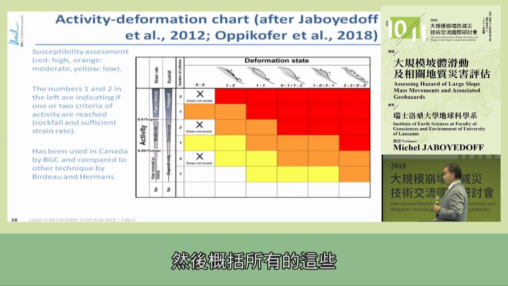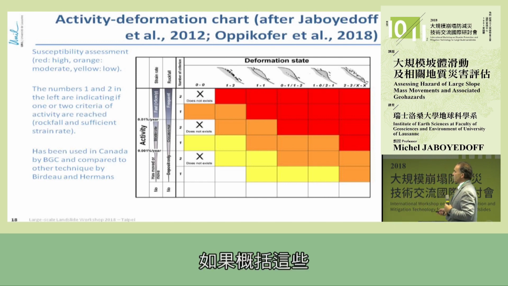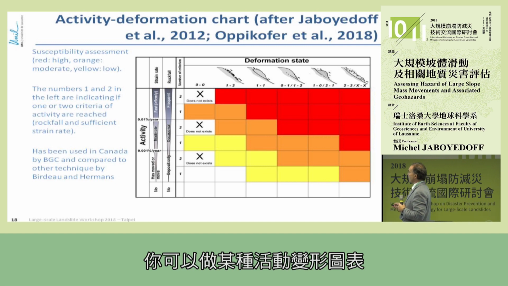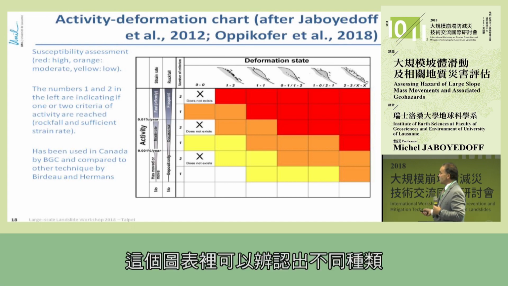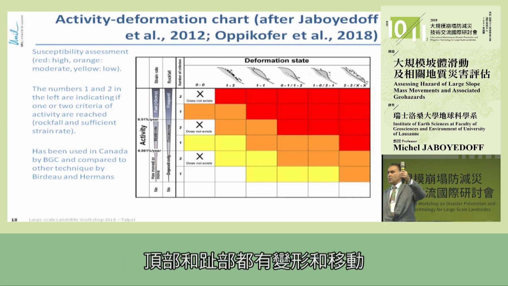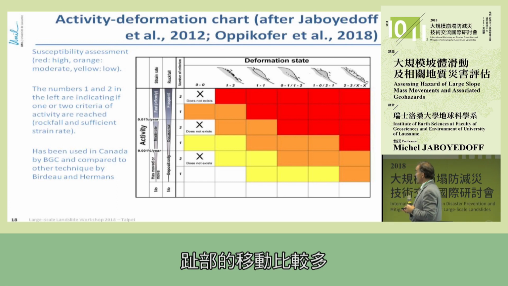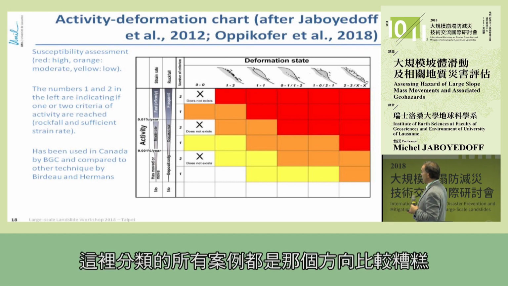And then summarizing all these, take my time. If you summarize all these, then you can try to do a sort of chart, an activity deformation chart. And in this chart, you can recognize the different types. And here we classify this. You see there is the 1, 2, 1, 1. It means that this is the deformation, the movement at the top and at the toe. And if you have 1, 2, it means that it is extension, because there is more movement at the toe. And so, here you classify all these cases.